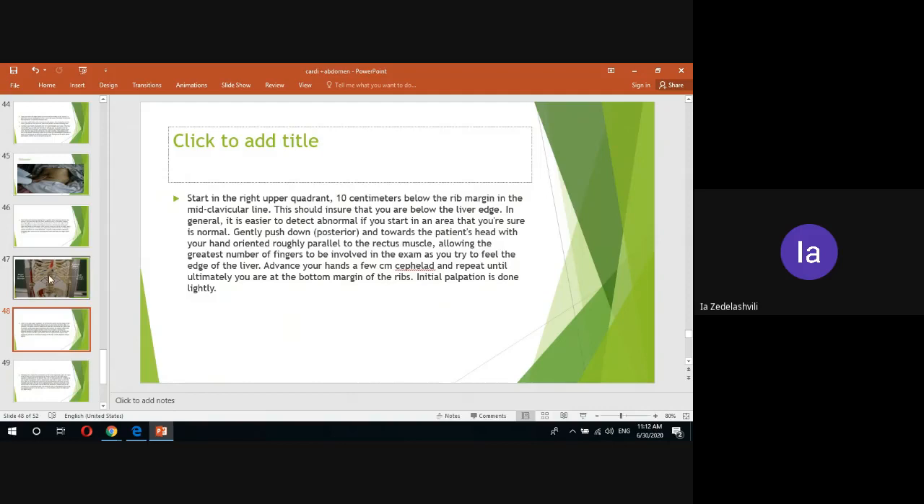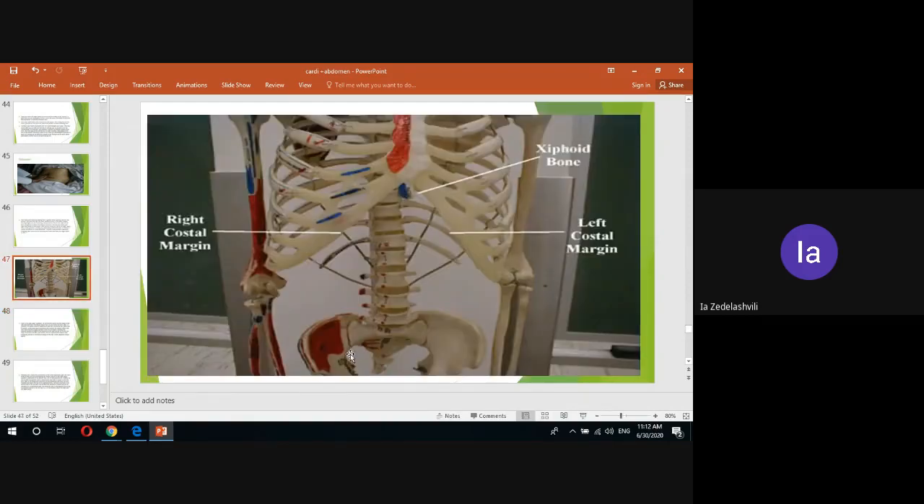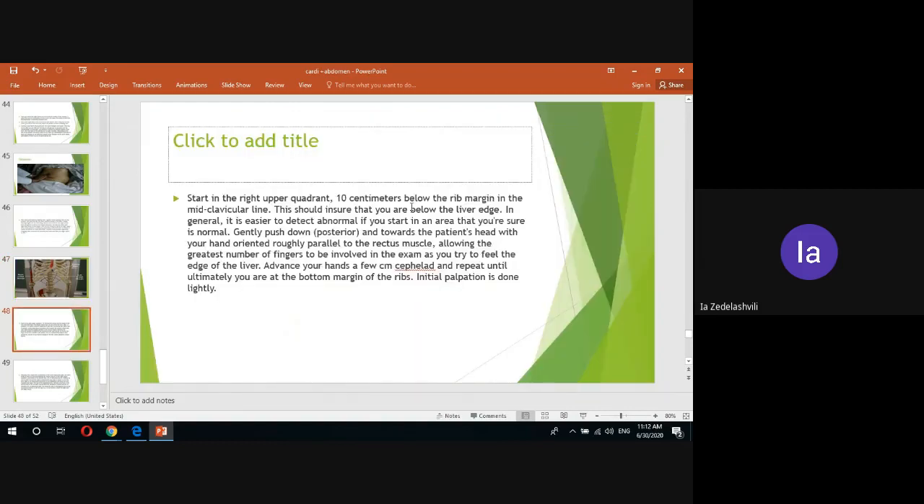How do we do it? We begin with the right lower quadrant, going up, then to the left and down, clockwise, as I remember. Yes, it's named. So, 10 centimeters below the rib margin in the mid-clavicular line. This should ensure that you are below the liver edge. In general, it is easier to detect the abdominal edge if you start in an area that you are sure is normal.